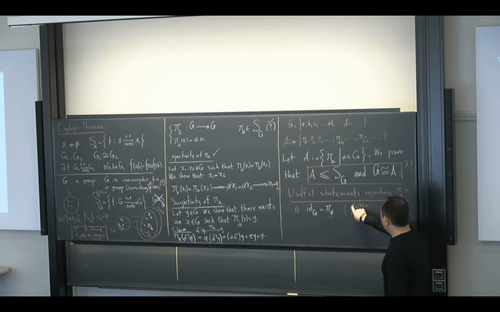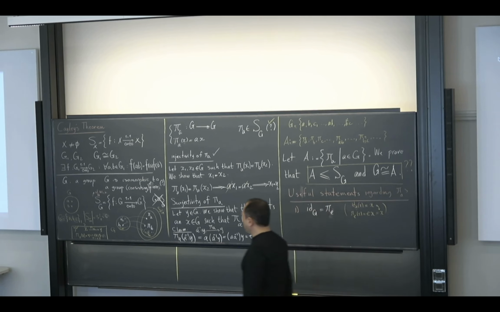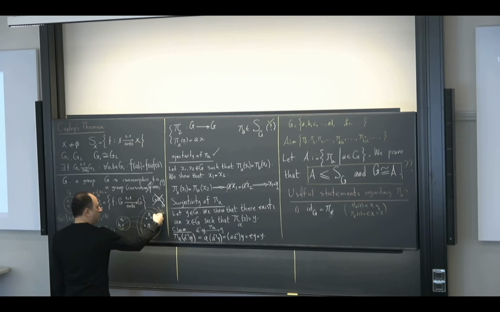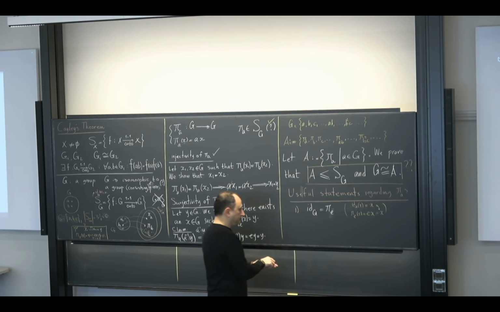So tell me, if I apply ID sub G on X, it gives me X by definition of the identity function. And pi sub E on X gives me E multiplied by X. But E multiplied by X is also X. So they are equal. So that's it. So ID_G, the identity group element of S_G, is actually pi sub E. That's another name for it. So it is there. So number two.